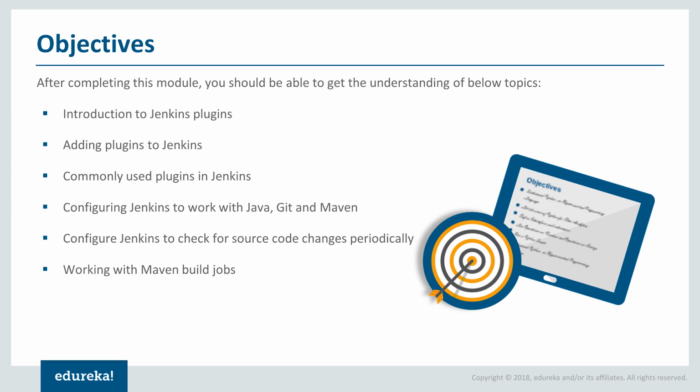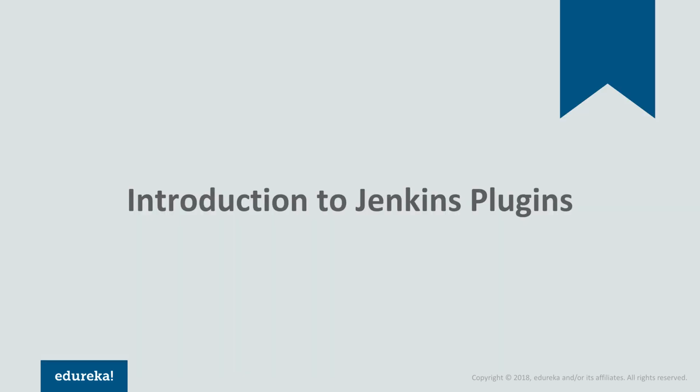And in fact, we will have a demo on how to create a Maven job and how to configure Git as a source code management tool. And then finally, how to create a Java project using Maven build, Git as a source code repository, and how to create a continuous integration pipeline with that. So the first section is to understand about Jenkins plugins, what exactly they are and why do we use them.